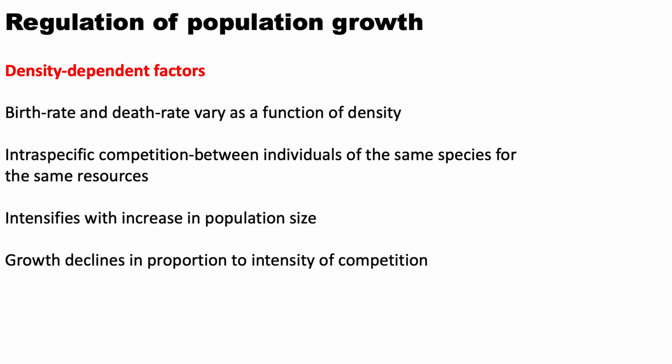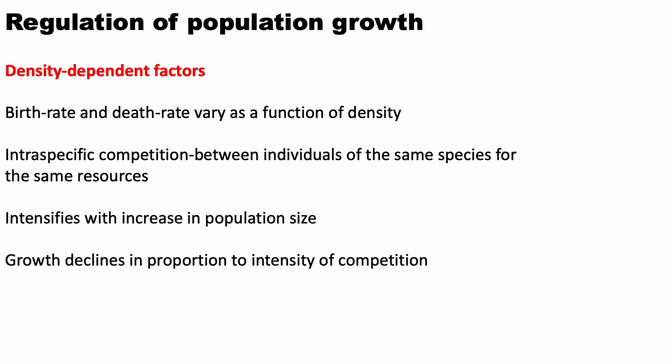Now, when it comes to regulation of population growth, there are two types of factors which determine how the population grows. The first of which is density dependent factors. These are the factors which influence birth and death rate as a function of density, right?